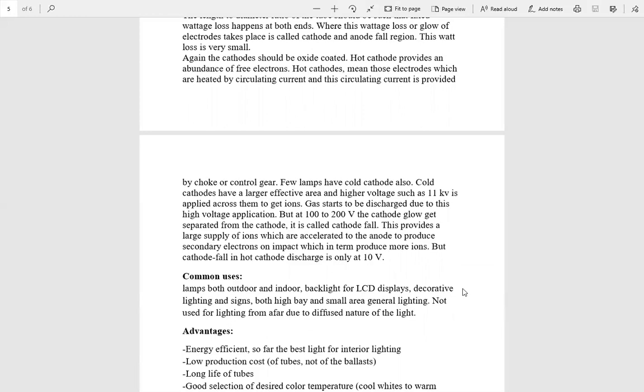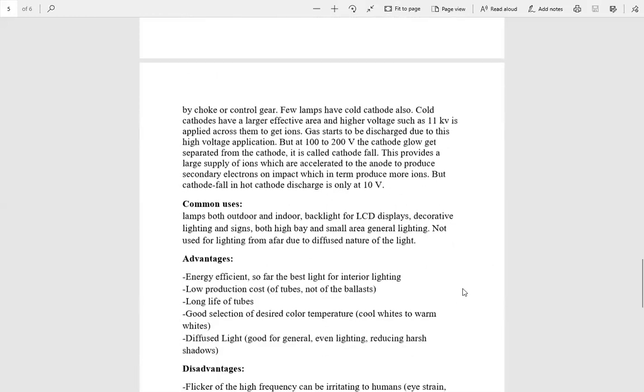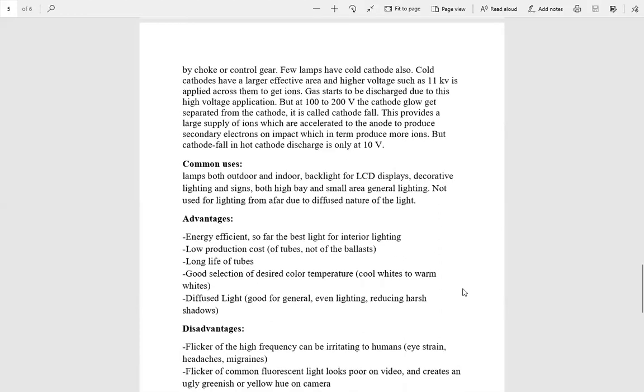Now, let us discuss what are the common uses of these lamps. Lamps, both outdoor and indoor, backlight for LCD displays, decorative lighting and signs, both high bay and small area general lighting. Not used for lighting from afar due to the diffused nature of the light.